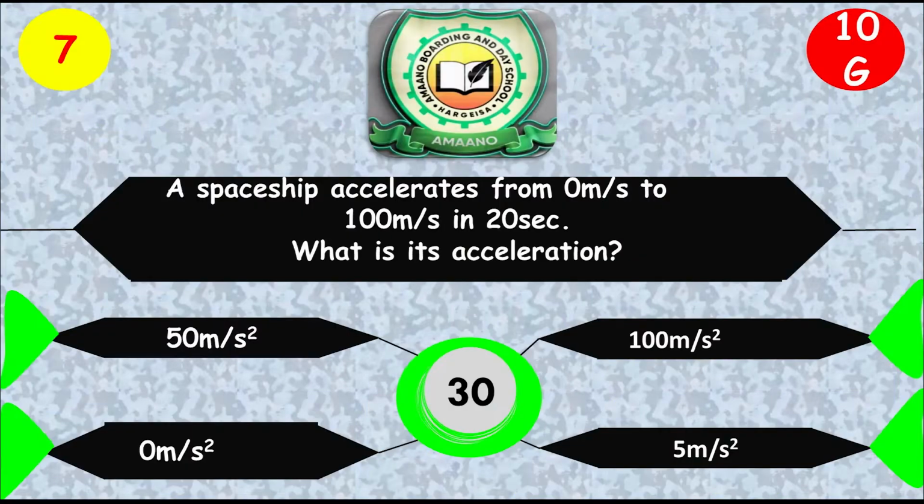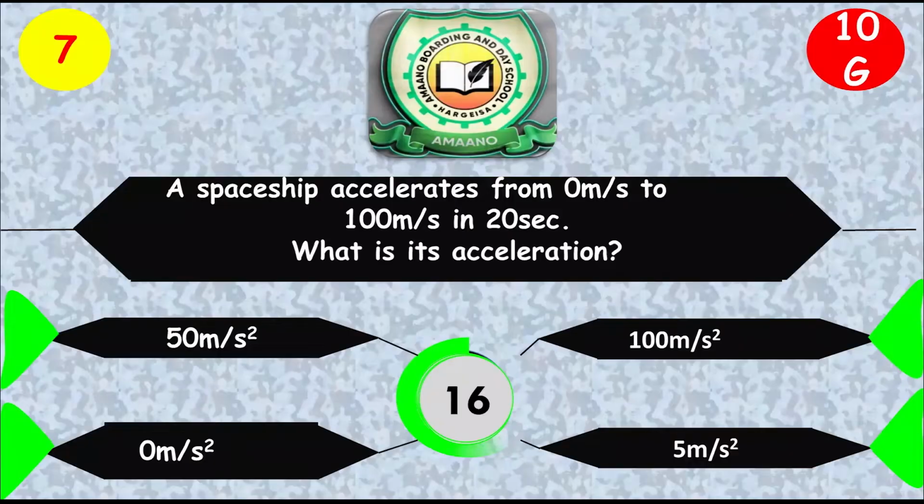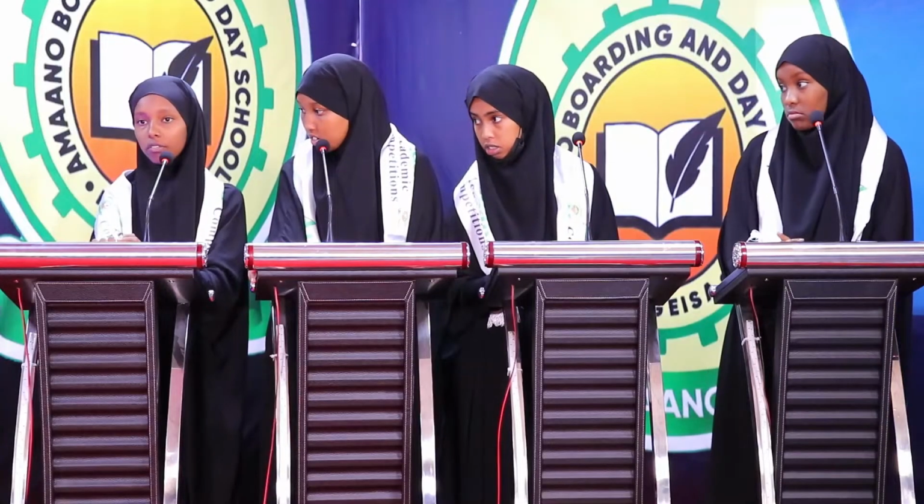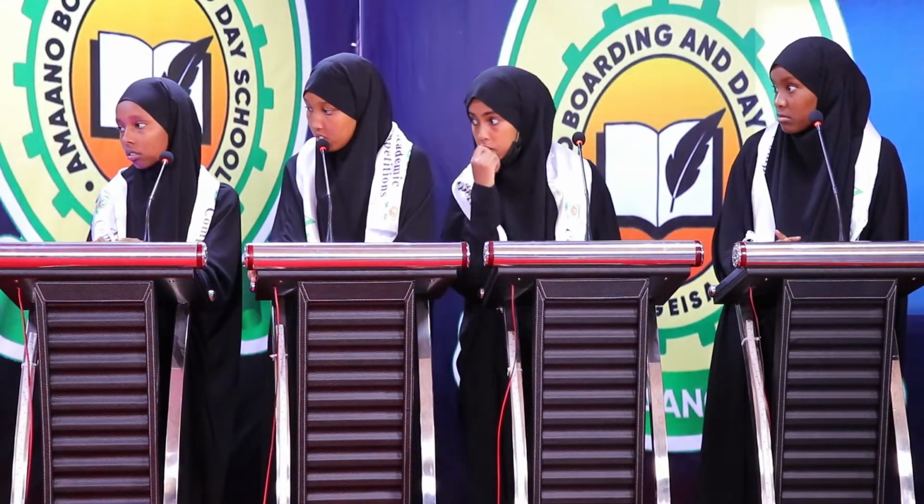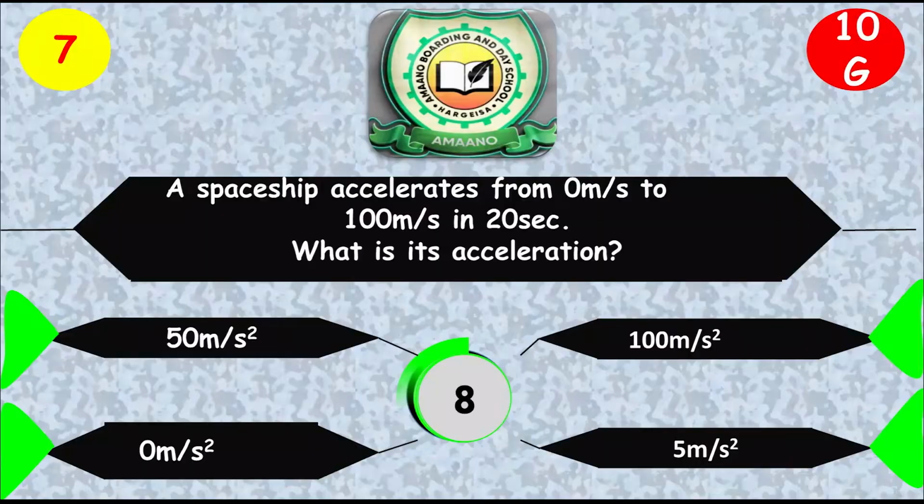This is a physics question. A spaceship accelerates from 0 meters per second to 100 meters per second in 20 seconds. What is its acceleration? 50 meters per second squared, 100 meters per second squared, 0 meters per second squared, 5 meters per second squared. Yes? D. That's right.